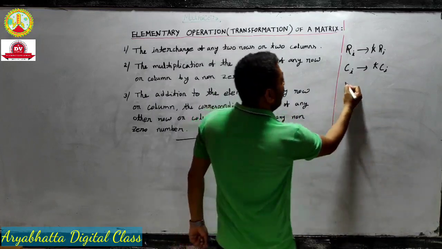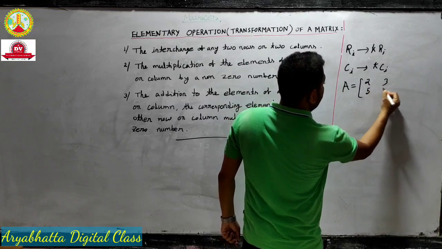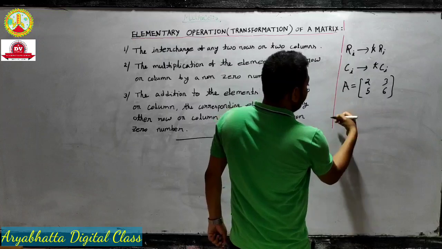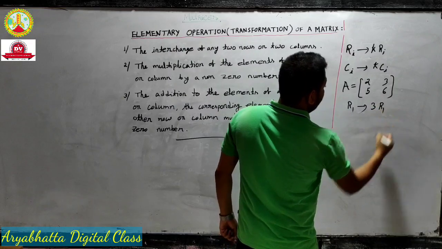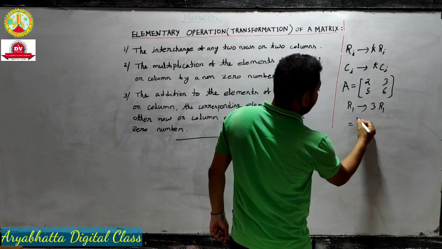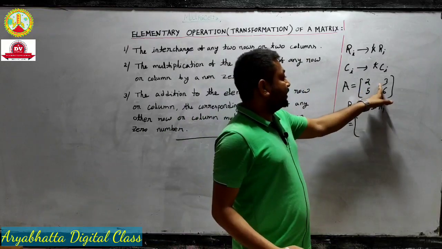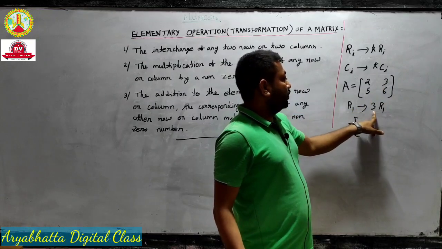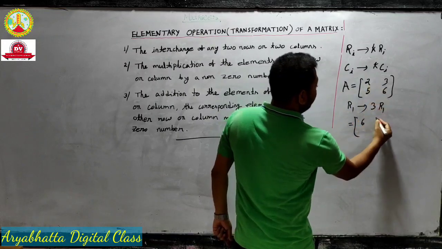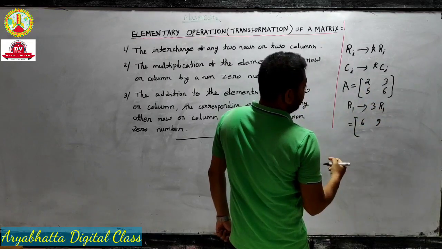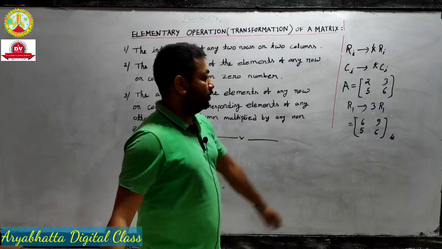For example, A is a matrix 2, 3, 5, 6. If we apply R1 tends to 3 into R1, then the resultant matrix will be, that means multiplying each element of the first row by 3, and 3 into 6, 3 into 9, and R2 does not change, 5, 6. This is the resultant matrix.